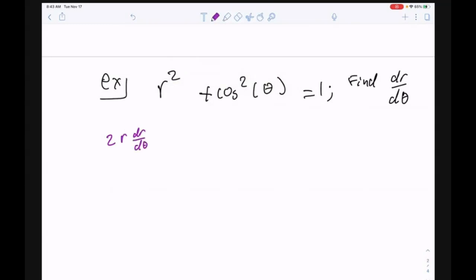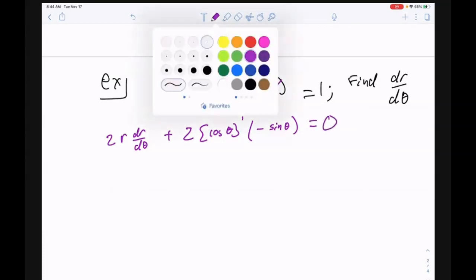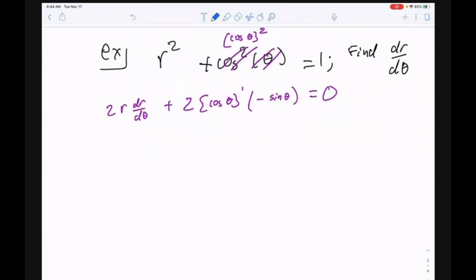dr/d theta plus, now remember, this here is the same thing as cosine of theta squared. So it's just 2 cosine of theta in parentheses, and I've got to do the times the baby, so it'll be negative sine of theta. There we go, negative sine of theta equals 0. Yeah. And now we just do some algebra.